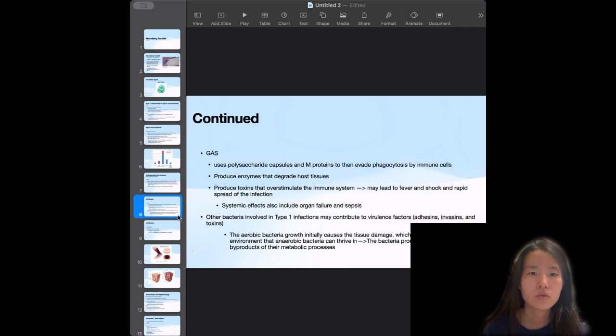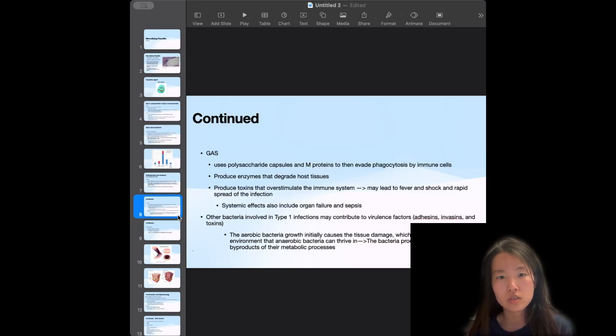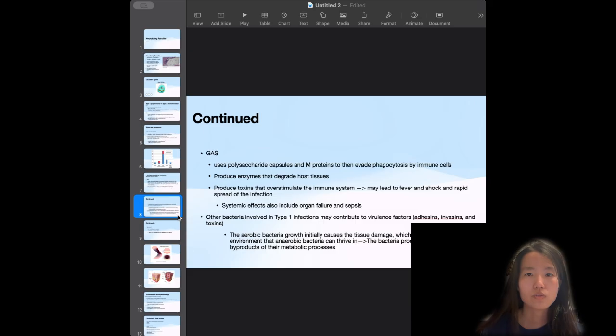And to talk in more detail about the virulence factors, for GAS, which is a part of the type 2 necrotizing fasciitis bacteria, it uses polysaccharide capsules and M proteins to evade phagocytosis by immune cells. It produces enzymes that degrade host tissues, and it also produces toxins that overstimulate the immune system, which may eventually lead to fever and shock and would cause rapid spread of the infection throughout the body. Eventually, in the long run, this would turn into organ failure, sepsis, and eventually death if not treated.